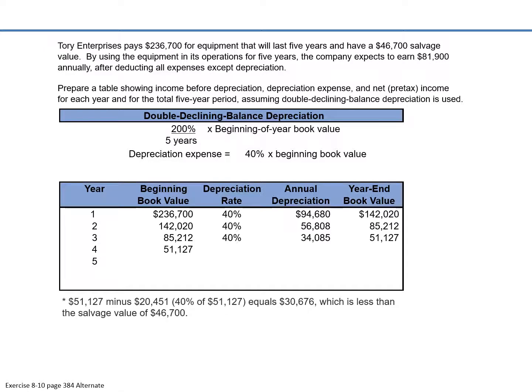Moving on to year 3. Year 4, I think we get stuck, as in we can't take our full 40% because we will be below our salvage value. So we're going to plug our annual depreciation to be whatever it is that we need to get from this 51,127 to this 46,700 salvage value. And so 51,127 minus 46,700 is 4,427. And we'll have no depreciation in year 5.